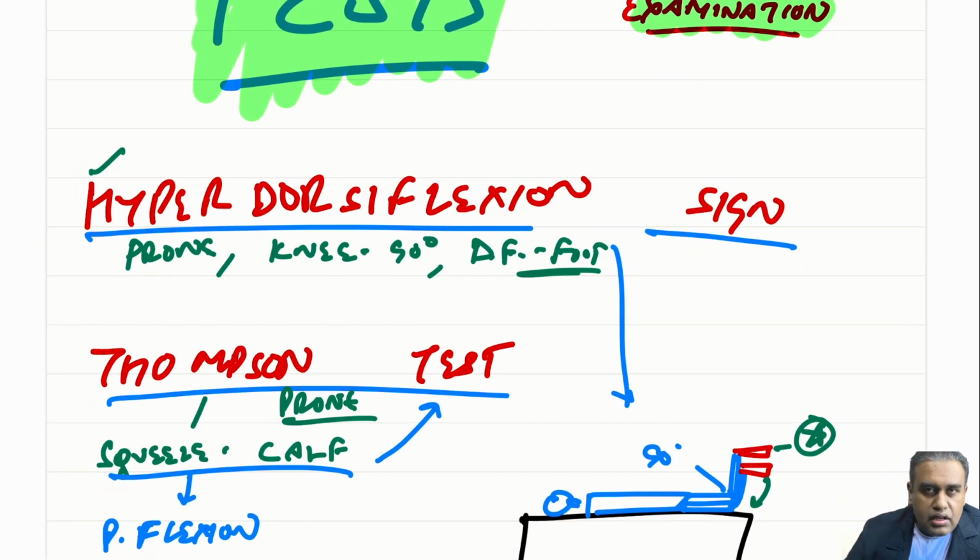So remember these two physical examination tests that can be easily done. This is common sense, right? Both are done in the prone position. In one, you flex the knee to 90 degrees to look for dorsiflexion of the foot. In the other, you just squeeze the calf muscle to see whether there is any plantar flexion or not.